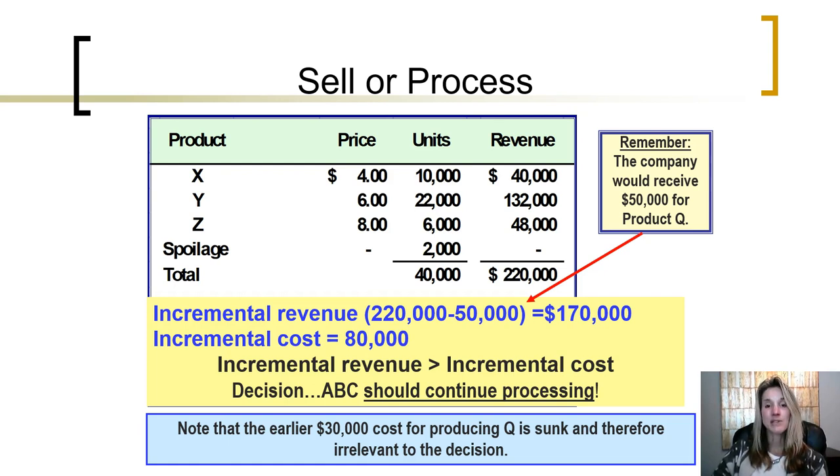That $30,000 cost that they incurred to process to get to the point of having product Q is a sunk cost, because regardless of whether they decide to sell or process further, the $30,000 processing cost to get to the point of having Q will happen regardless. It is sunk, and it is not relevant to the decision of whether to sell as is or process further.